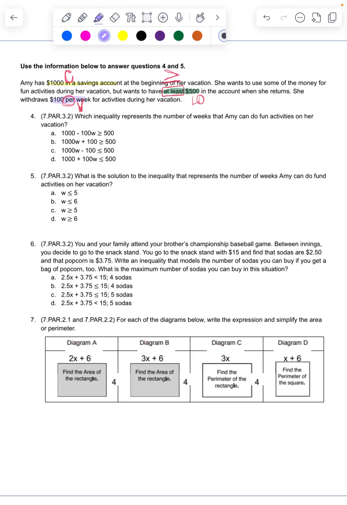Okay, so you go to the snack stand with $15. Sodas are $2.50. Popcorn's $3.75. All right, so you have $15 to spend, and the amount of money you spend cannot exceed $15. That's all you got. If you spend $16, you're not going to have enough money. So the amount of money you spend is going to have to be less than or equal to $15, okay?